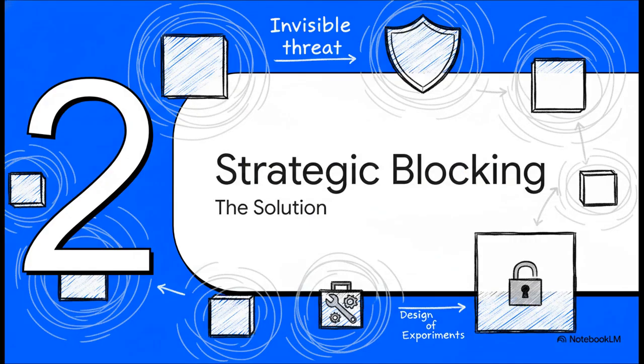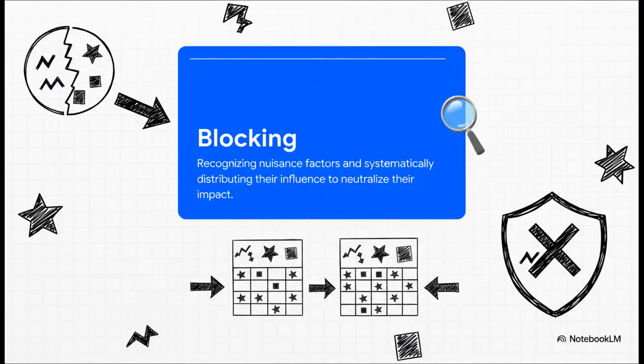So, how do we fight back against this invisible enemy? We can't always just get rid of these factors, but you know what? We can outsmart them. The solution is this really elegant and powerful technique from the Design of Experiments toolkit. It's called strategic blocking. So what exactly is blocking? Well, it's not about ignoring these nuisance factors. Nope, it's about confronting them strategically.